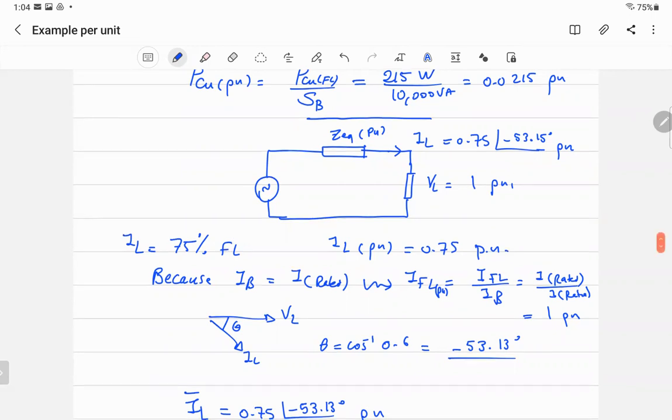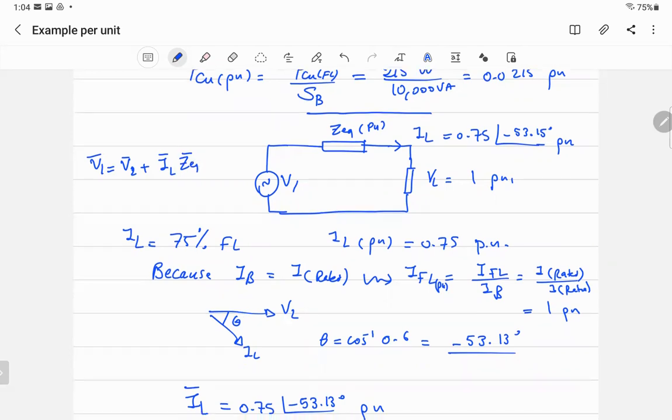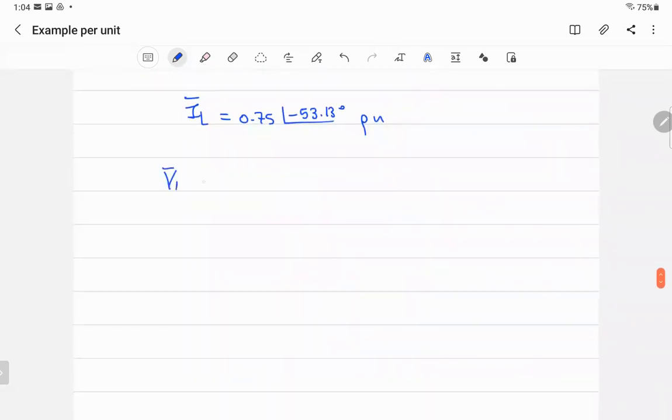And now I want to find V1. How do you find V1? V1 equals VL plus IL times the equivalent impedance, the drop. V1 as a phasor will be equal to V2 phasor plus I, or call it the load current, times the equivalent impedance. All per unit.